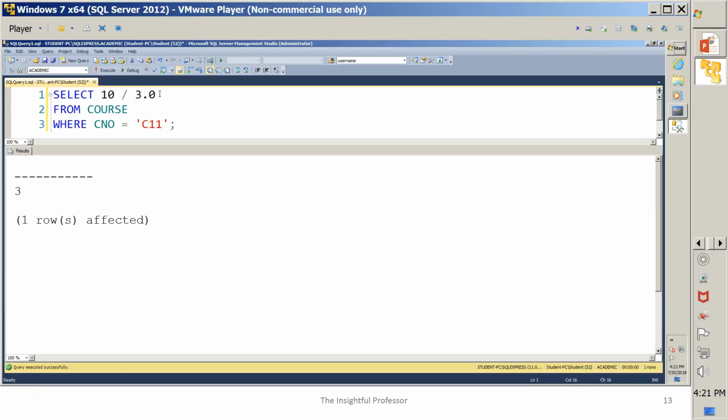Suppose I make it 3.0. Now I'm dividing an integer by a decimal, and this changes the whole set of rules. The game is played a little differently here. Now I get 3.333.